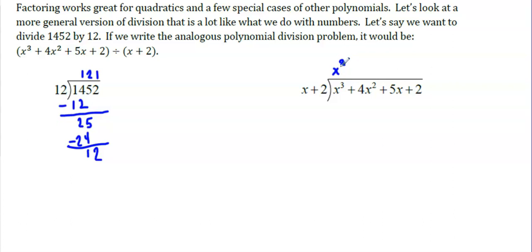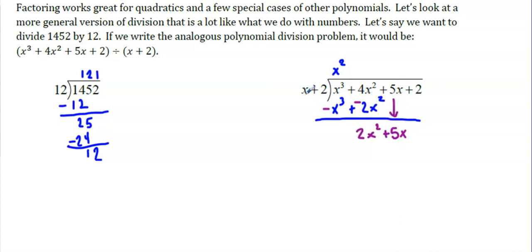So then I take this x squared and I multiply it times this binomial. So x squared times x is x cubed, and x squared times 2 is 2x squared. Now I subtract. So I subtract x cubed minus x cubed. That should be 0 every time. Then I have 4x squared minus 2x squared to give me 2x squared. And I'll bring down this plus 5x.